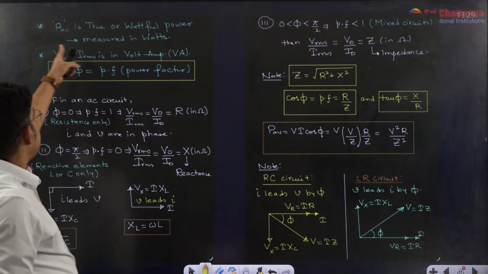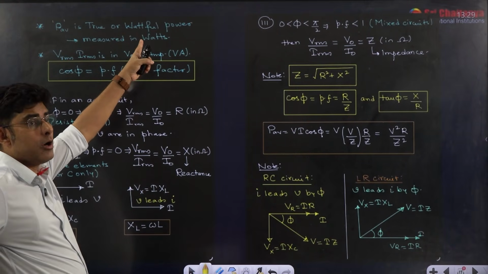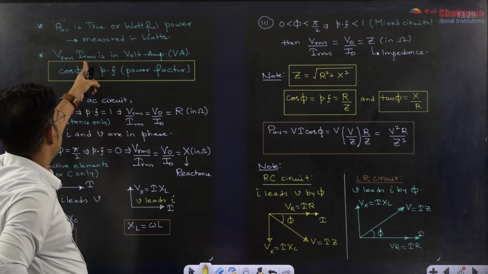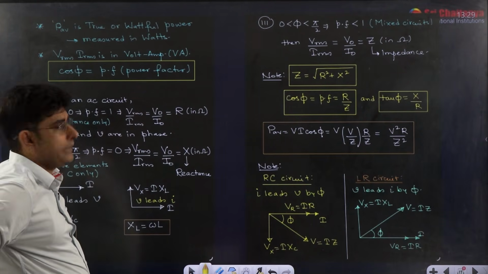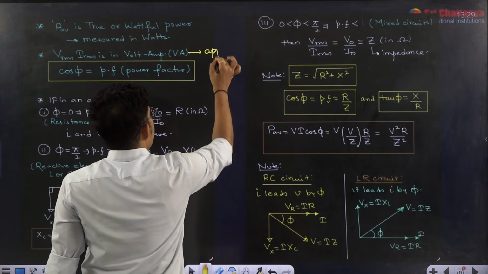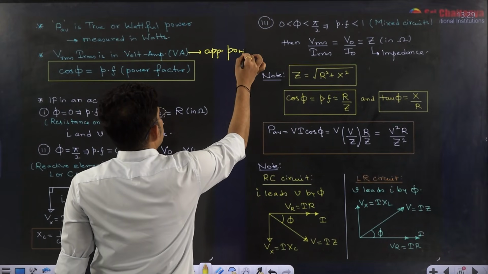Now when we write P average, it is called the true power or wattful power. It is always measured in watt. Whereas if you just multiply RMS voltage and RMS current, it is volt ampere. It is called apparent power. This is not the true power. This is called apparent power. Both are related to each other.